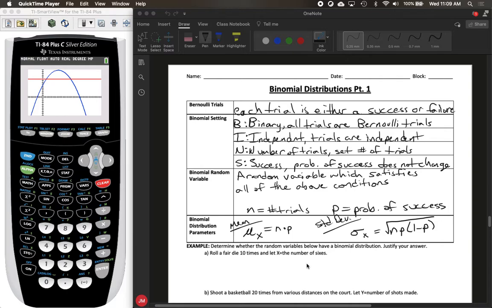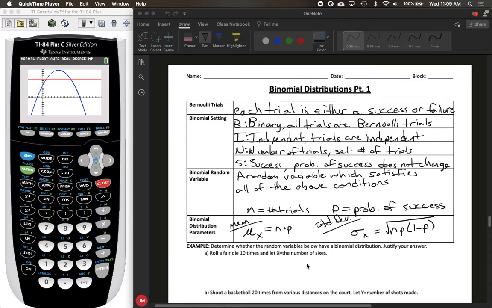To do that, we first need to talk about Bernoulli trials. A Bernoulli trial is a trial where each trial is either a success or a failure. So it's a black and white, one or the other kind of system, a binary system. If you're familiar with computers, 0s and 1s, that's the idea of a Bernoulli trial: it's either a success or a failure, the light switch is turned on or off, one or the other, but not a combination of both.